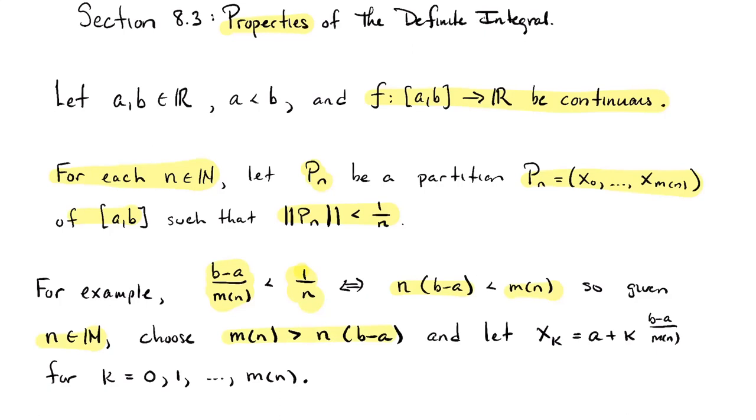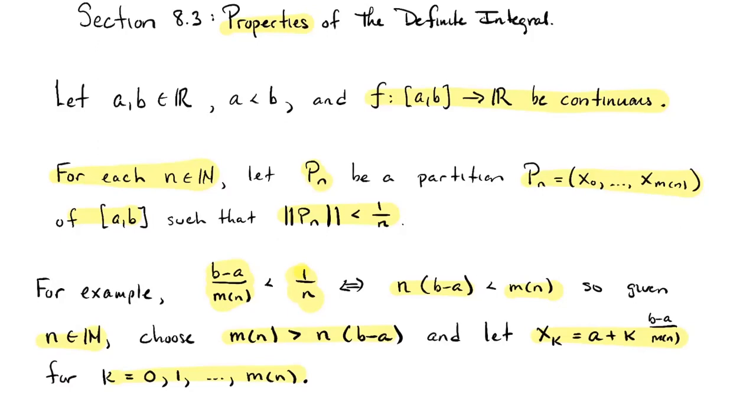So if you give me some natural number n, I'd pick m bigger than n times b minus a, and then I can just choose, say, the left endpoints. I'll let x sub k be a plus k times that width, b minus a over m of n, for k equal to 0 to m of n, and that gives me a partition. All right, so I can always pick a partition p sub n whose norm is precisely this number b minus a over m of n, and that norm is less than 1 over n by construction.